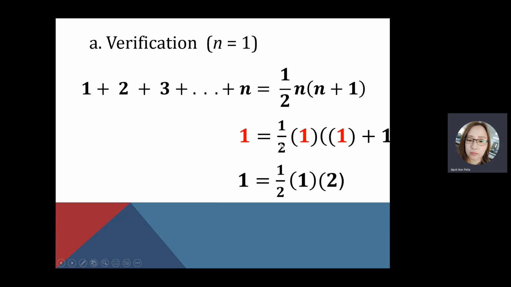So next, on the right side, we have 1 over 2 times 1, because here we have 1 plus 1, which is equivalent to 2. As you can see, we have 1 equals 1. Therefore, we are done with the verification. Next.